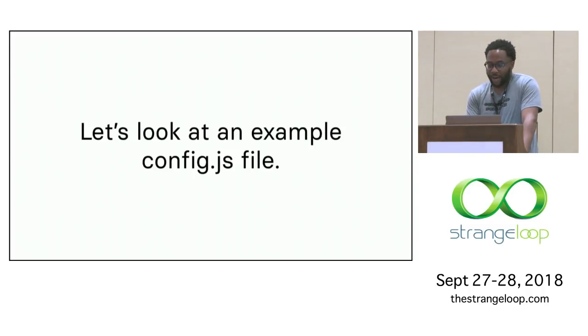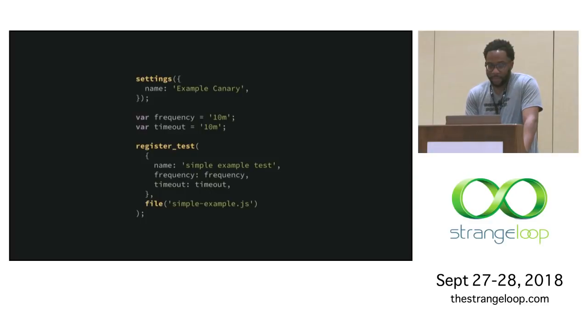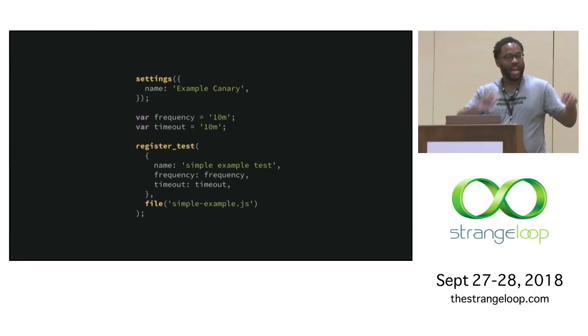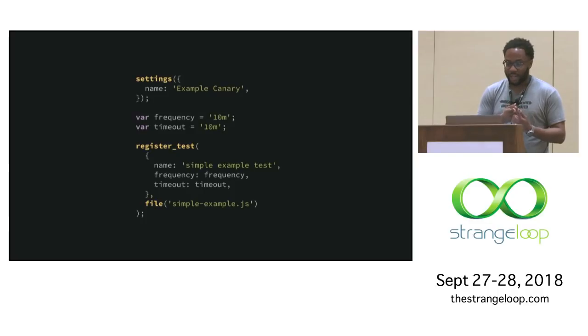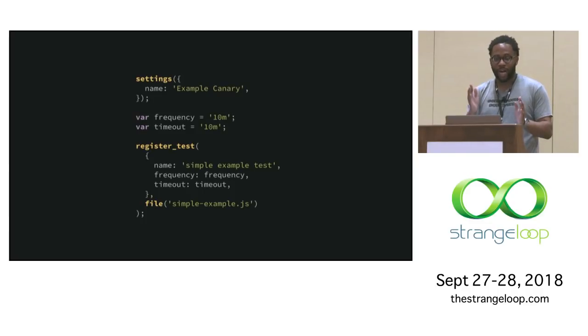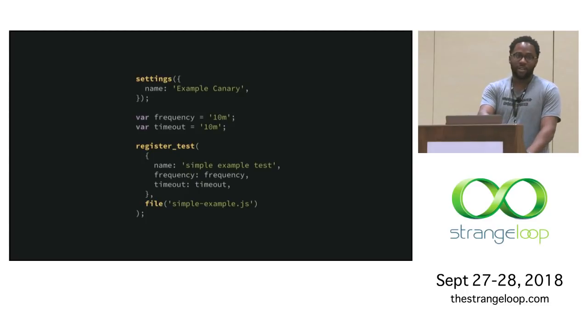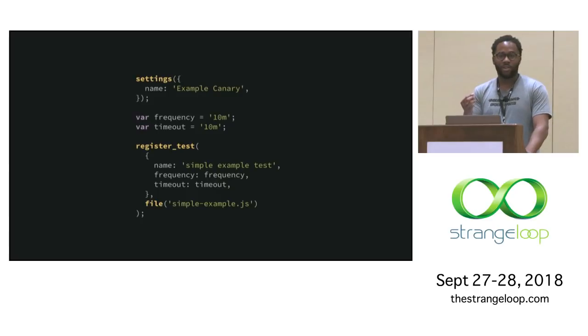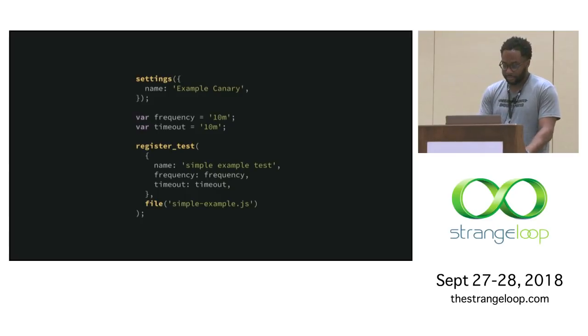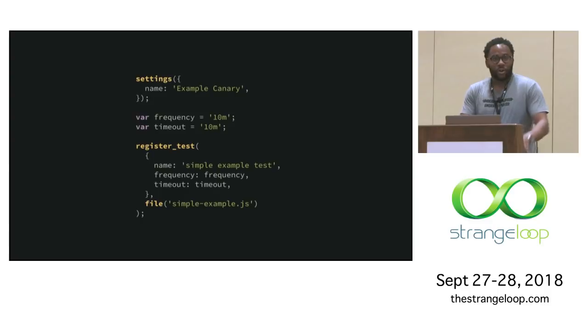So if we look at an example config.js file here, right, we have a frequency defined of 10 minutes, timeout defined of 10 minutes. Register test is that function that we defined in the helper functions, and it takes in the name, which is a simple example test, our frequency and timeout, and those are all in the object. And then you see that file function that we defined in the VM as well, which opens up a simple example.js file, which is just a test script in this case. And this all gets stored in the underlying Go execution environment, which is pretty dope.